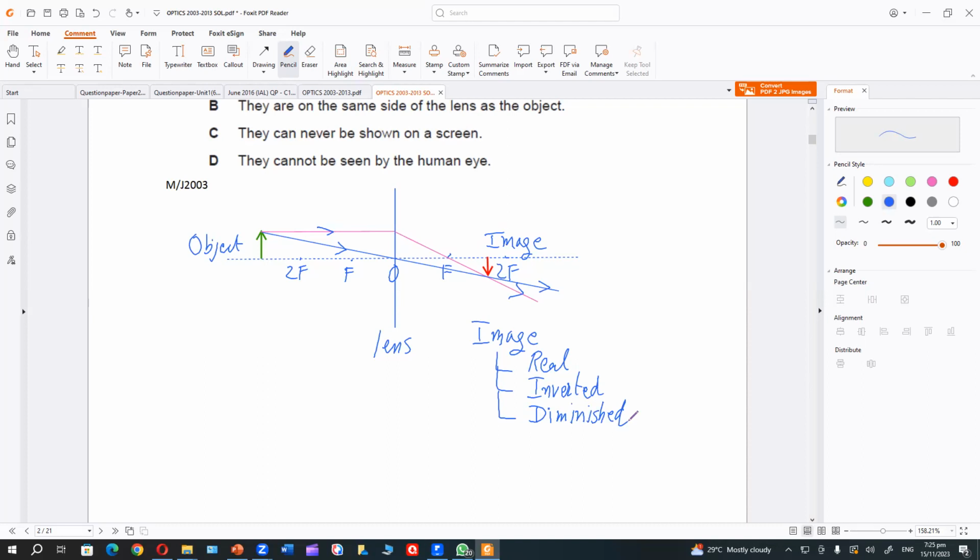Remember that in this diagram, the letter F means focus. The letter O means optical center. So please copy this.